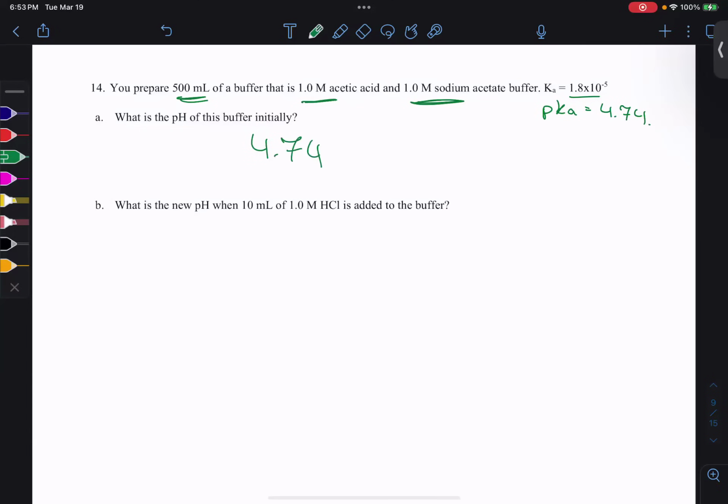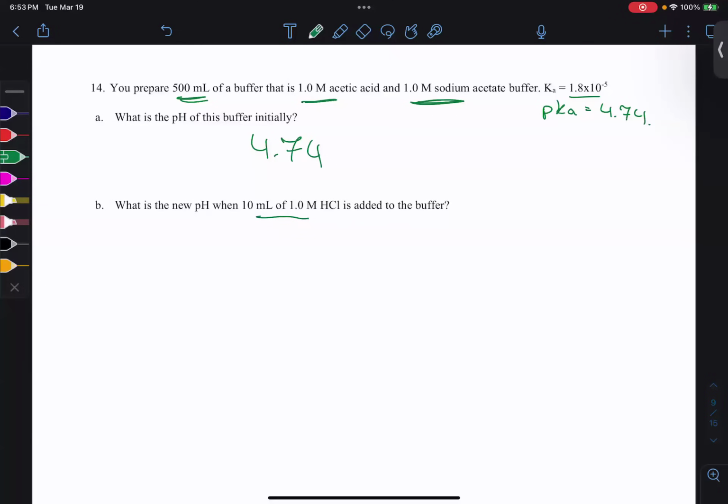4.74. How'd you do that so quick? Base to acid ratio is 1. Perfect. Let's say we add a tiny bit of HCl to this buffer. What's going to happen to the pH? It's going to go down. But by how much? So we've got to figure it out.